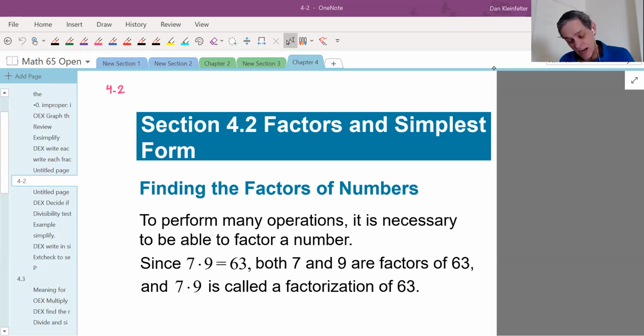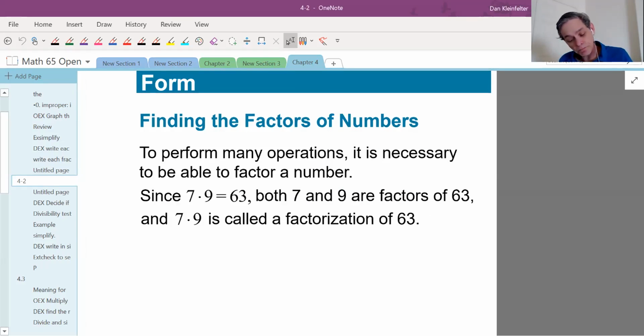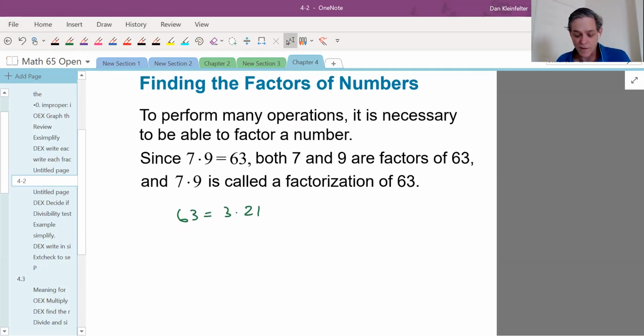So starting with finding the factors of a number, the factors of a number are the numbers that you'd multiply together to get that number. So for example, 63 is 9 times 7, and so 9 and 7 are factors of 63. Note that numbers can have a lot of factors. For example, you could look at 63 as also 3 times 21, and so 3 and 21 are factors.